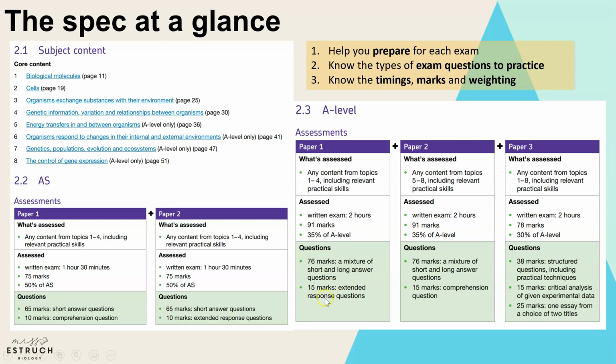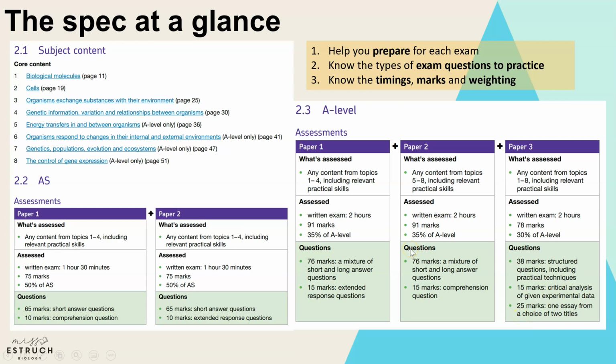But at the end of the paper, you'll have 15 marks, which are long answers, so extended response questions. So that could be 3 5-mark questions, for example. Now, paper 2 is different because you have 15 marks of comprehension at the end. And then paper 3 is very different because this is where you have more to do with the practical skills, critical analysis, and the essay.